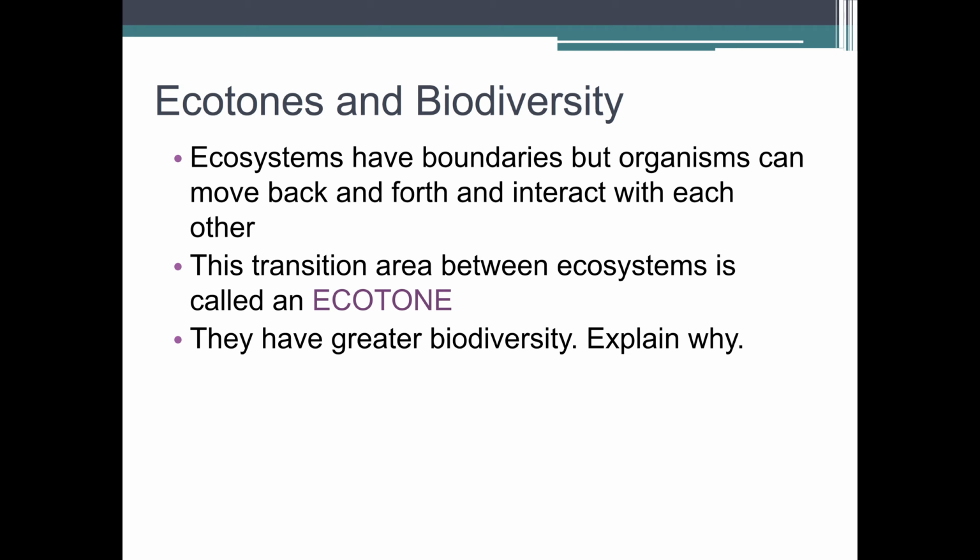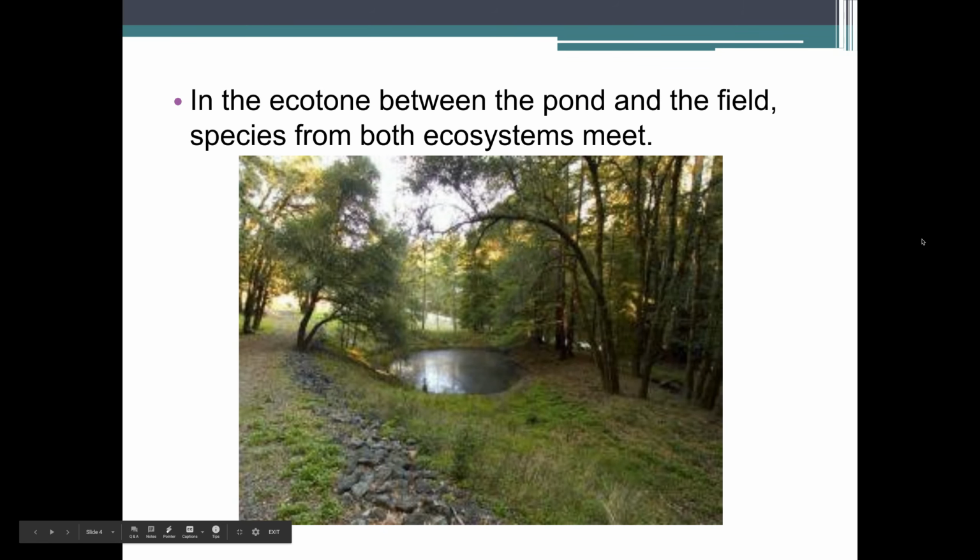They have the greatest or greater biodiversity, and if we're explaining why, we do this usually in the class, but if you think about it, you get the populations or the communities from both ecosystems that share that ecotone. They overlap in that area. And so in the ecotone between the pond and the field, species from both ecosystems meet.